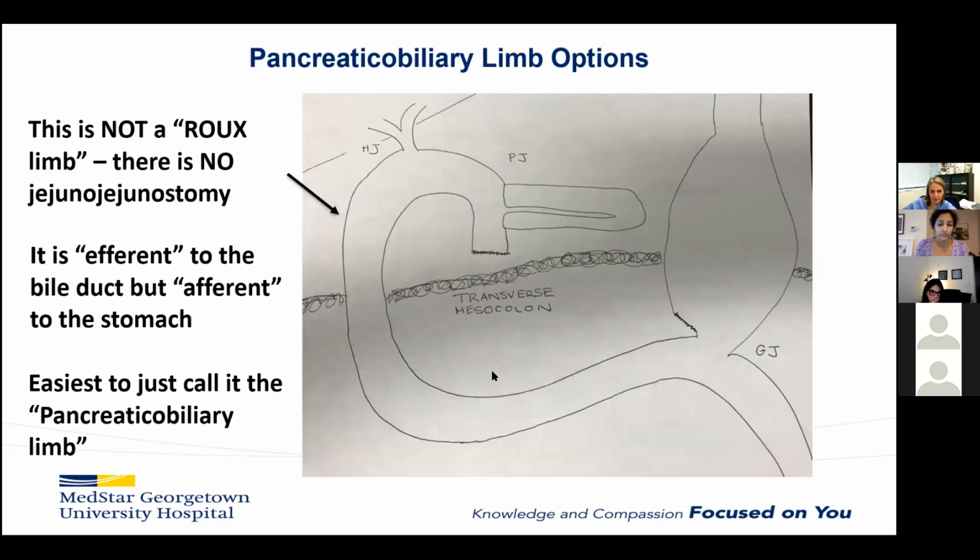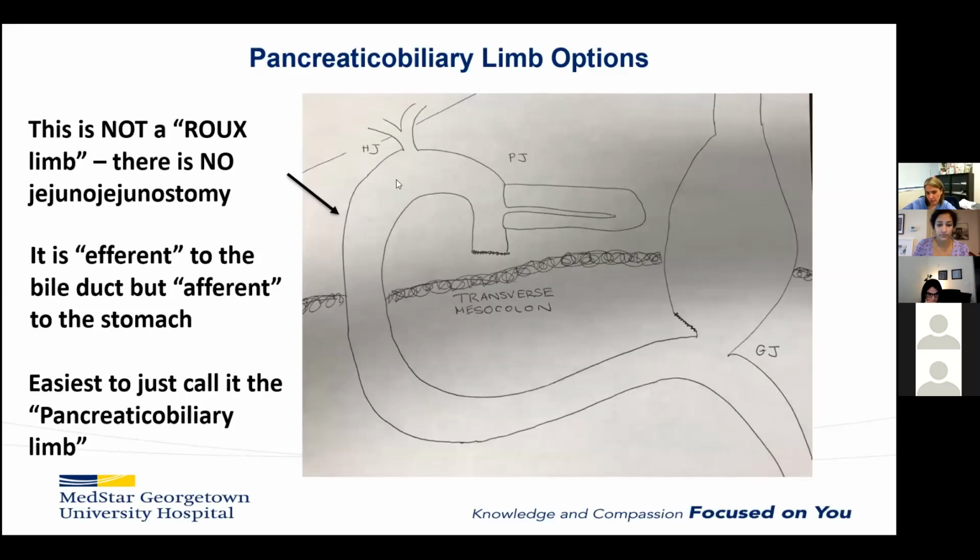And then should you call it the afferent loop? I don't know. It depends what your point of reference is. Is it the stomach, the bile duct, the pancreas? So I think the simplest term, if this is the reconstruction technique, is just to call this the pancreaticobiliary limb here. And then remember, there's a compartment.